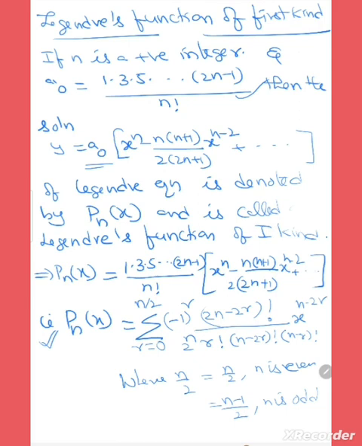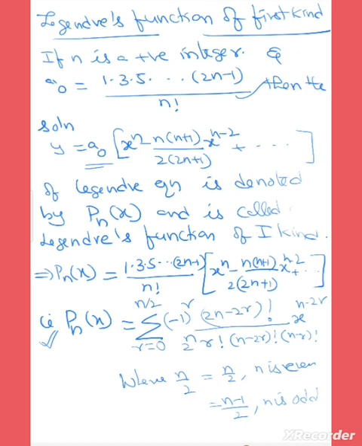Pn(x) is equal to the sum over r from 0 to n/2 of (−1)^r (2n − 2r)! / (2^n r! (n − 2r)! (n − r)!) times x^(n − 2r), where when n is even, r runs from 0 to n/2, and when n is odd, r runs from 0 to (n − 1)/2. Okay.